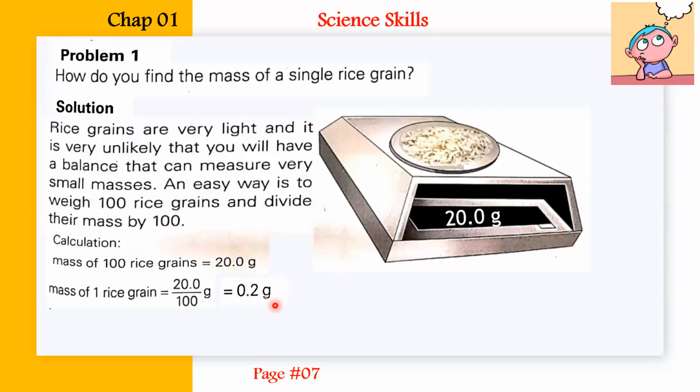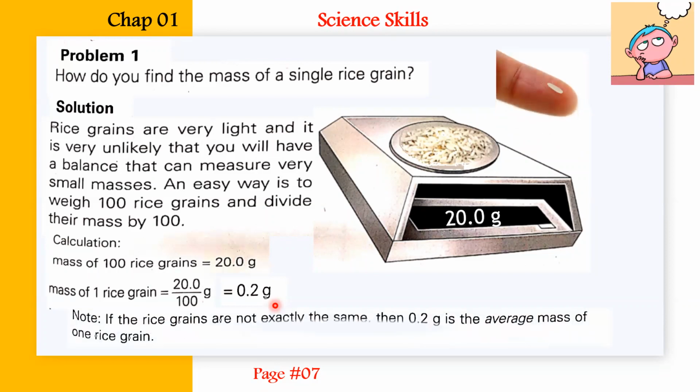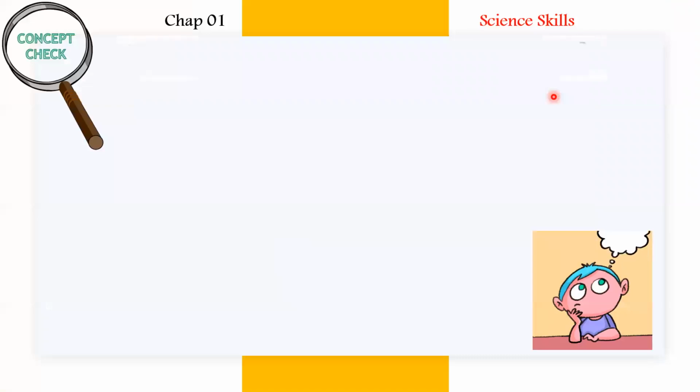Any problem? No, sir. Okay, this is how you can find the mass of a single rice grain. If the rice grains are not exactly the same, then 0.2 gram is the average mass of 1 rice grain. Sometimes some rice grains are bigger and some are smaller. So if the rice grains are not exactly the same, then you have to go to the average.